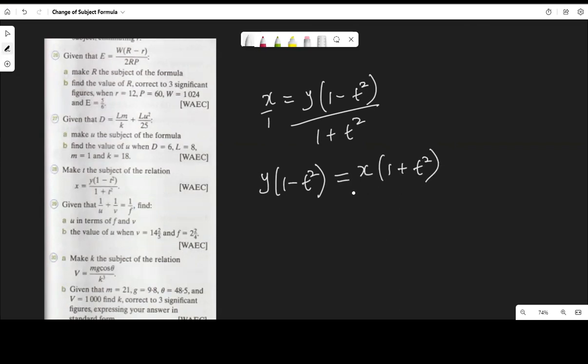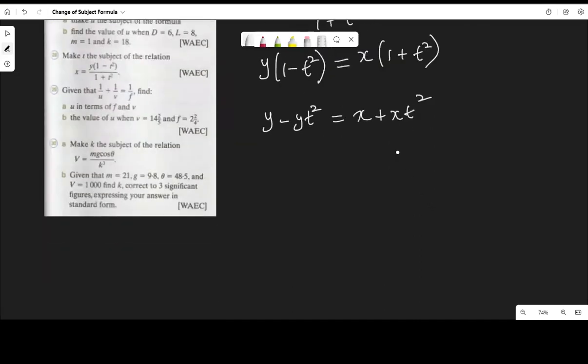If you want to make t the subject, first of all, let's distribute this y. Y multiplied by this is y, y t squared, equal to s multiplied by this is x, and s multiplied by this is s t squared. Bringing all the terms with t together so that we can factorize it.